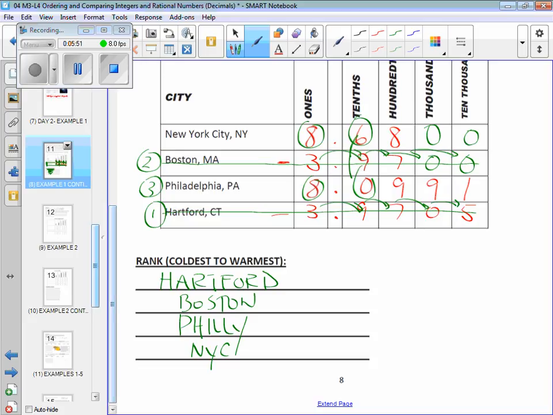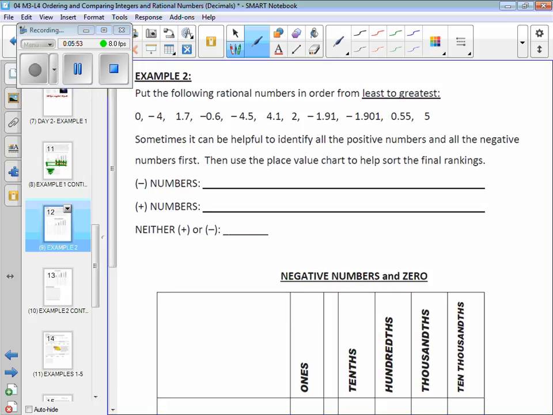Let's do one more together, because this is the biggest one. If you can do this, you can do anything. A lot of numbers. A little trick. It is sometimes helpful to sort out the negatives from the positives. It's a little technique. So what I'm going to do first is take these rationals and sort them out by negatives and positives. It just makes it easier to manage. All right, let's do all the negative numbers first.